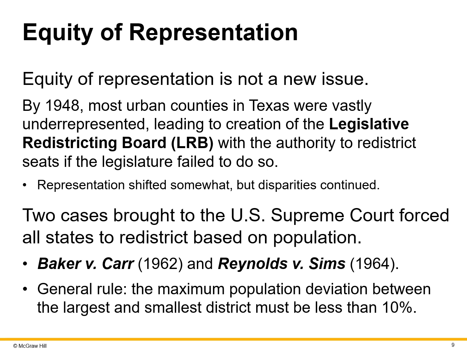Two cases brought to the U.S. Supreme Court forced all states to redistrict based on population. The first was Baker versus Carr in 1962, and the second was Reynolds versus Sims. The general rule is that the maximum population deviation between the largest and the smallest must be less than 10%. Right, so your population can't be over 10% in either the Senate district or the House of Rep district.